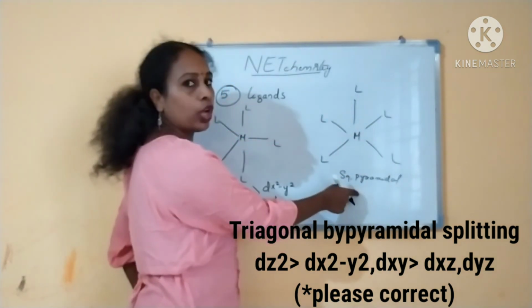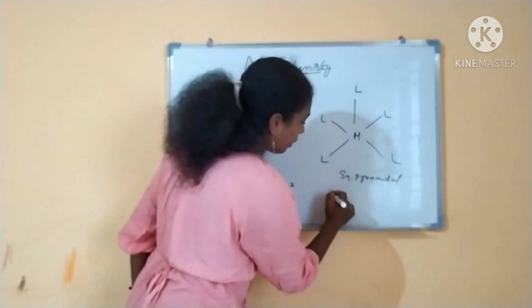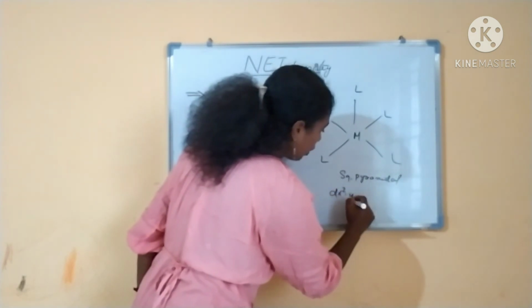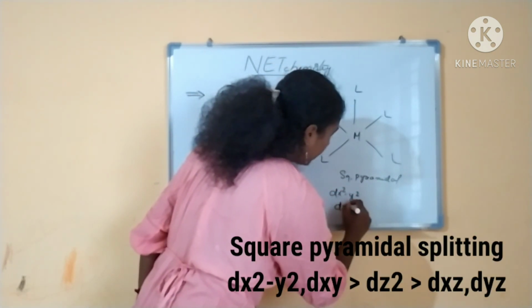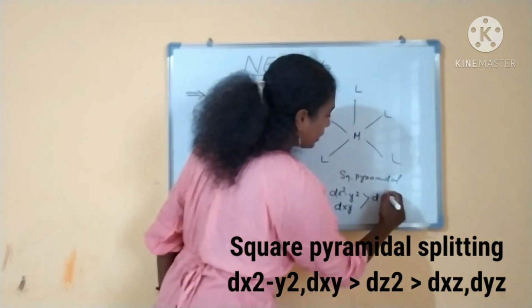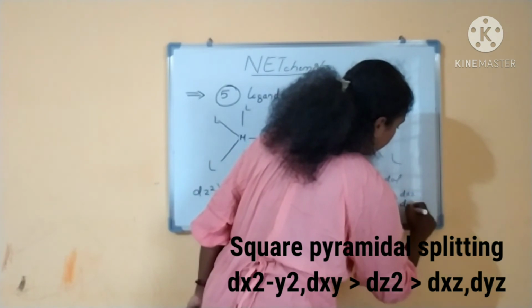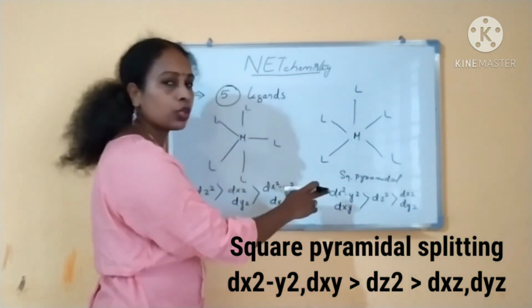If you see the square pyramidal structure, which ligands will be more? XY ligands will be splitting more, right? So dx square minus y square and dxy will be splitting more, then it will come to dz square, then dxz and dyz. This is the splitting in a square pyramidal environment.